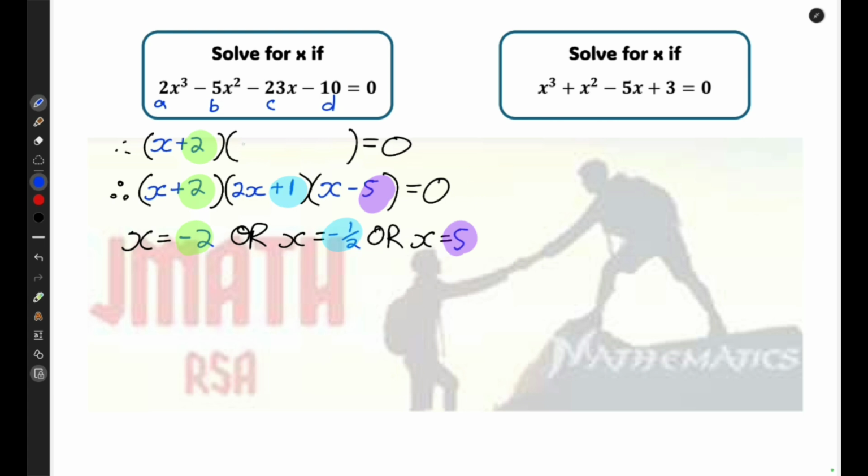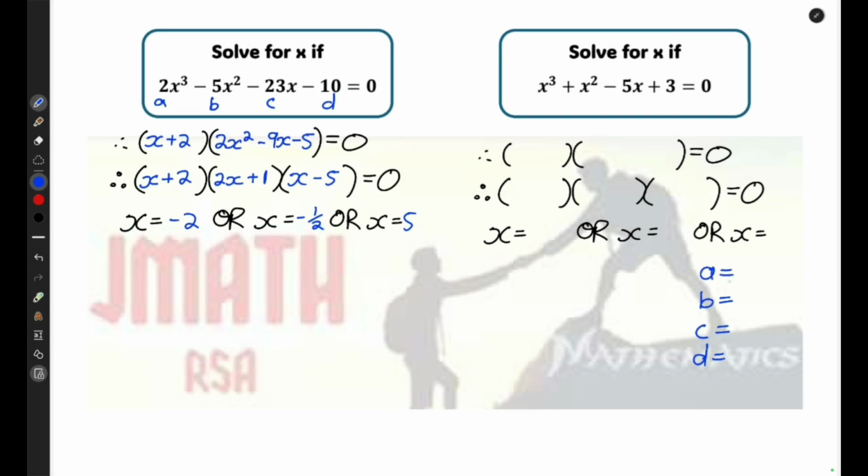And now I just FOIL the last 2. So 2x squared minus 10x plus 1x gives me minus 9x, and then minus 5. There we go. I'll get full marks. No one will know I used my calculator. Okay, let's just do one more with the calculator.